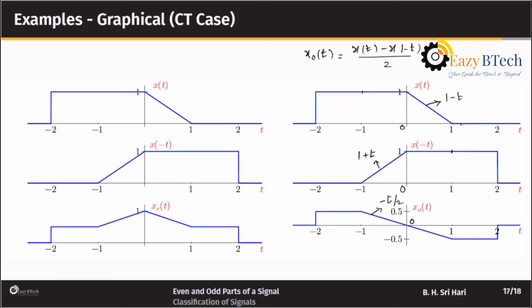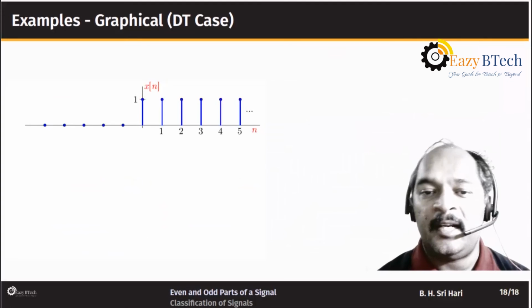This value is 0, and from 1 to 2, this value is 1. So 0 minus 1 would be minus 1, and again you have to divide by 2, and hence you'll get minus 1 by 2, which is the same as minus half. In that way you can find and plot both the even and odd part of the signal when graphical notation is given. We will do the same thing for the discrete time case.